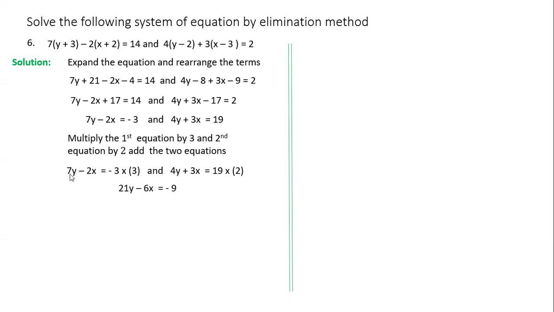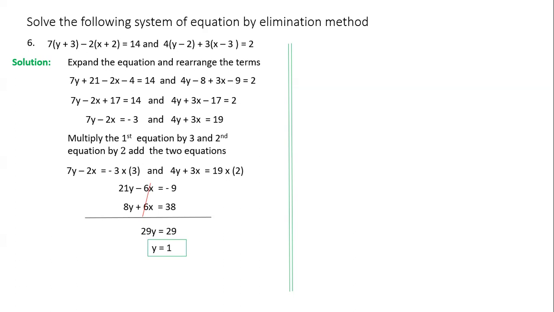It will be 7 3s are 21y minus 2 3s are 6x is equal to minus 9. And here 2 4s are 8, so 8y plus 2 3s are 6x is equal to 19 twos are 38. So this is positive, this is negative, so we add. Add them and this gets cancelled. 21 plus 8 is 29 and 38 minus 9 is 29. So y is equal to 1. 29 divided by 29 is 1.